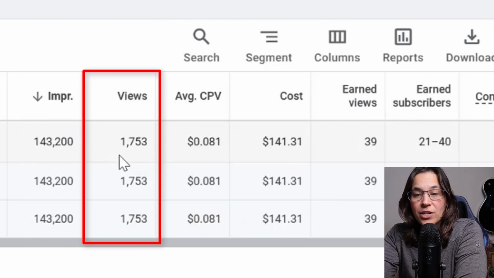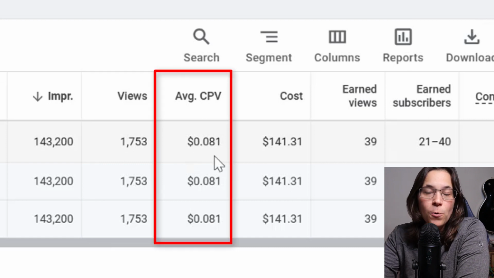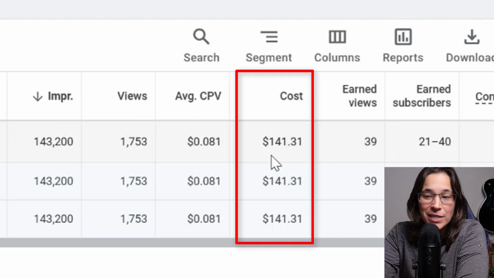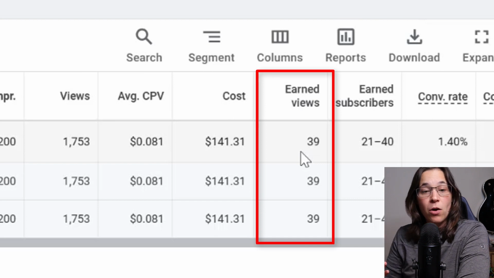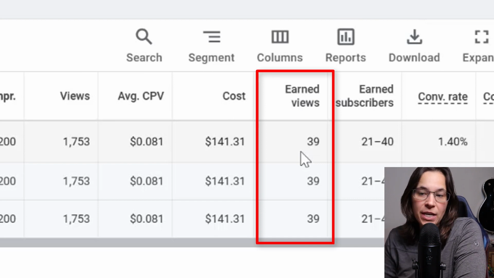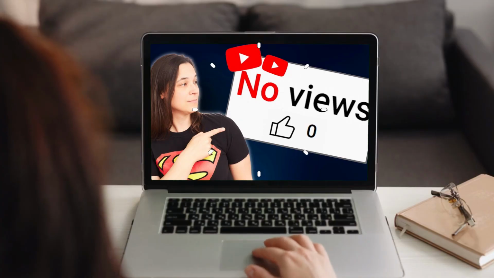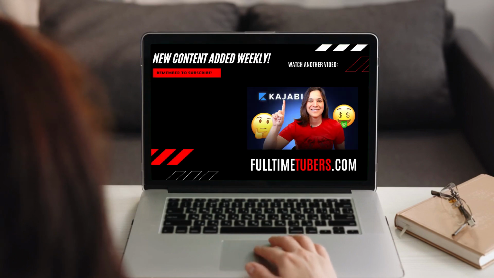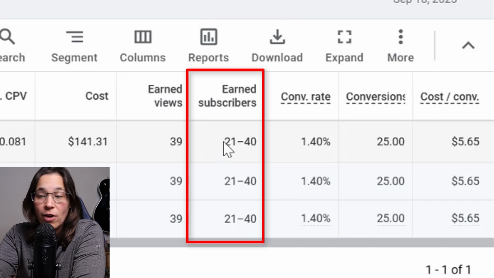It gained, as you can see here, 1,753 views at an average cost per view of 8 cents, costing $141.31. We got 39 earned views. That means people watched this video and then they went and watched another video. That's an important metric, because it means it's someone who clicked on the ad video, watched the video through, maybe made it to the end screen, and then clicked and watched another video or clicked on another suggested video of yours. And then we got anywhere from 21 to 40 subscribers.